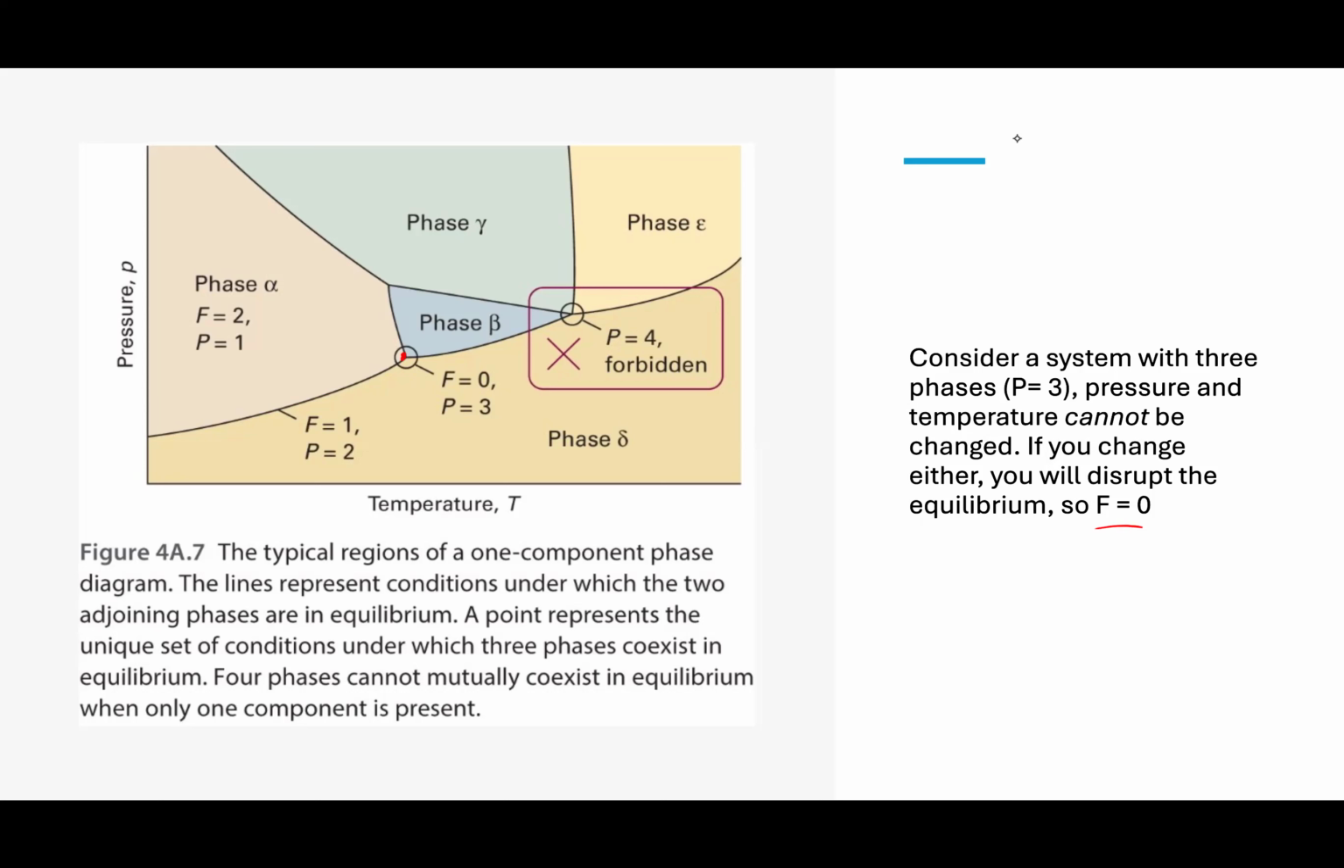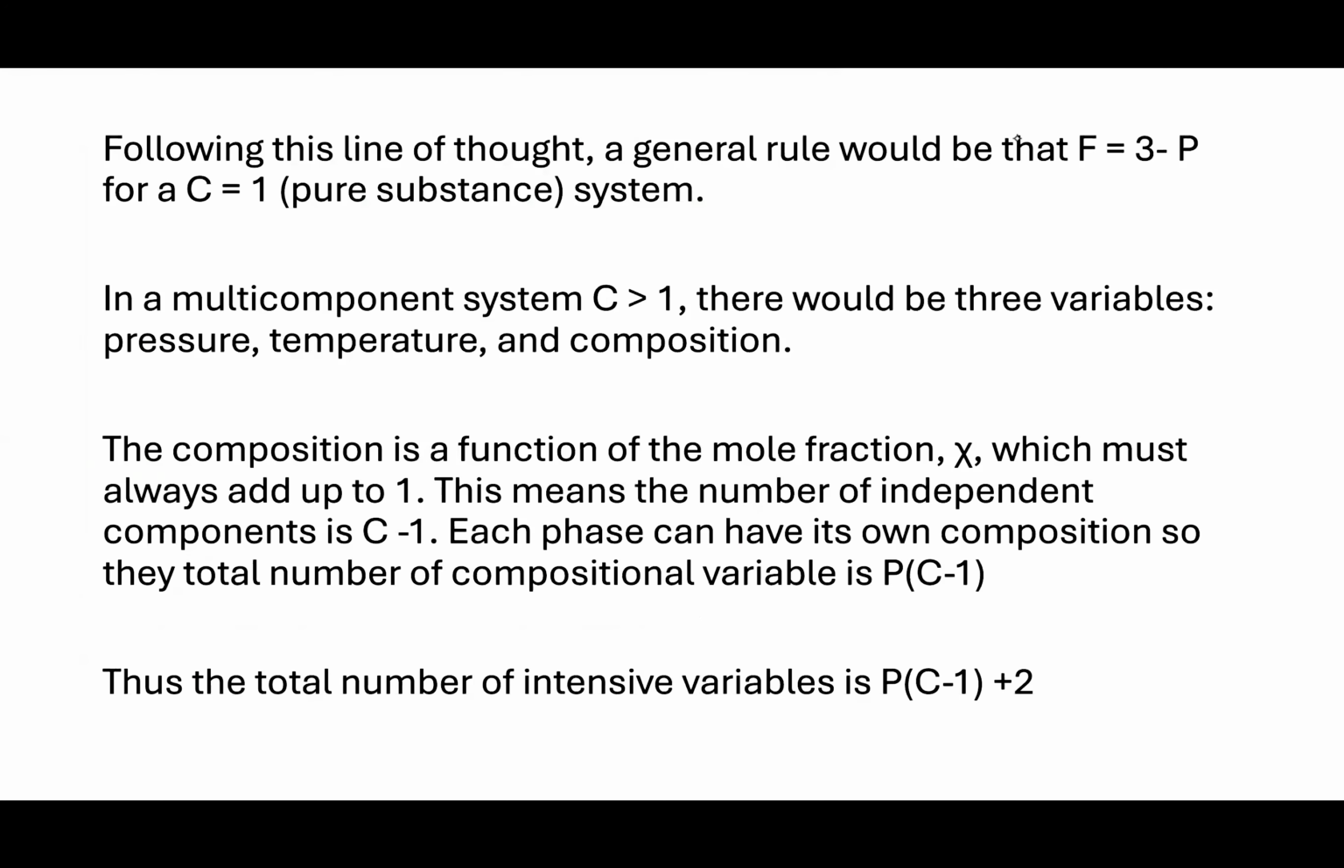Now, all of this is for a one component system. We only have one component. If we have multiple components, it's going to be a little bit different. So what we can do is scale this up from one component to multiple components. The general line of thought so far is for a one component system, which is basically a pure substance, because a pure substance is by definition one component.